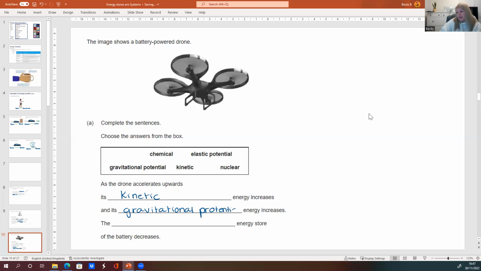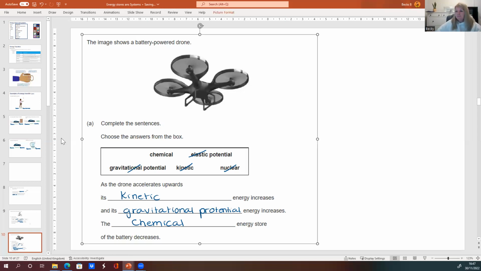The something energy store of the battery decreases. So inside the battery, again, nothing elastic. We've used those two. It's probably not going to be nuclear in a battery. It could work, a little bit dangerous. So you're going to have the chemical energy. Batteries usually have an acid or an alkali in them. So the chemical energy, as that battery is being used, will decrease.